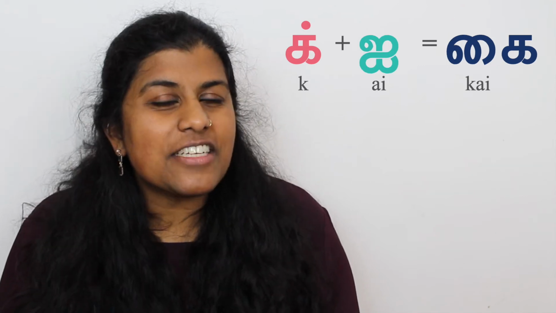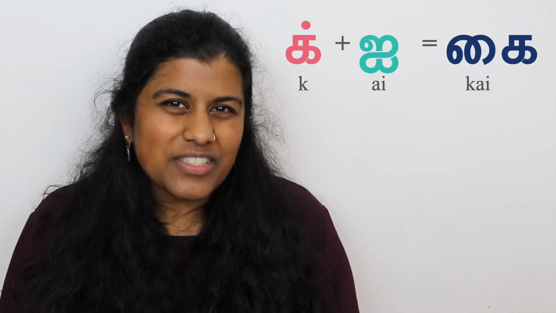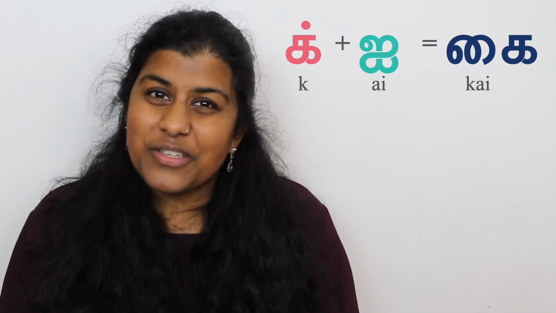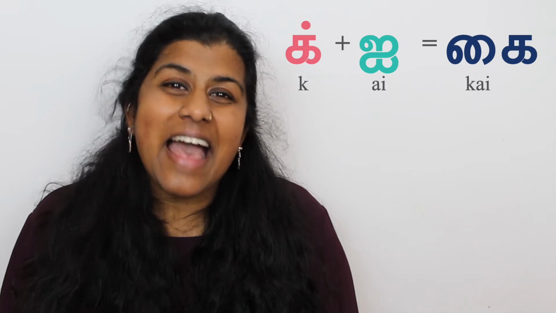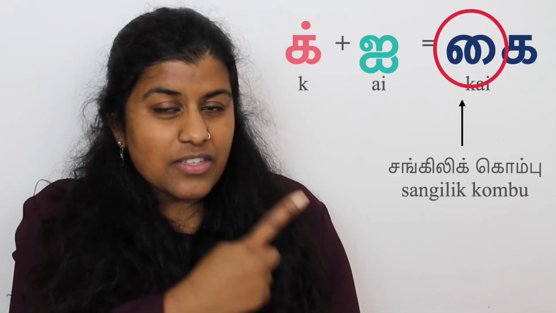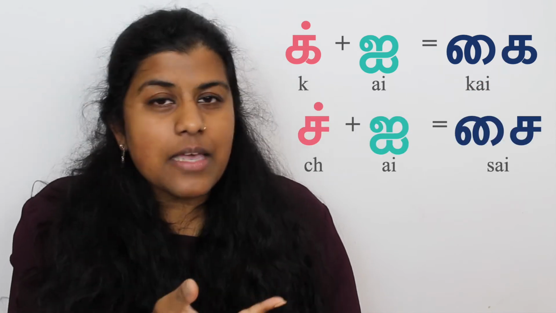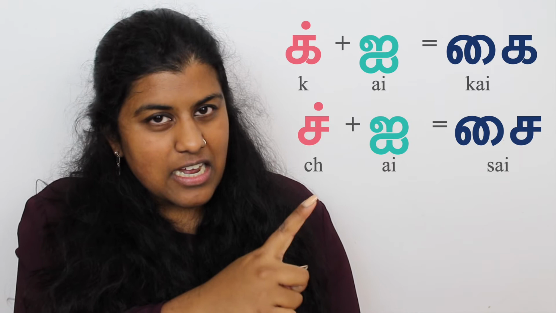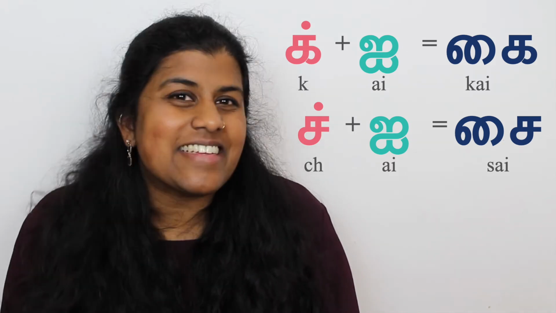Next we've got compound letters of I. Here we're going to combine the consonant ik with I, which gives us kai. Kai is also a one-letter word. Do you know what it is? Kai means hand or arm. For kai, we've got the sangli combo on the left side of the letter. This is called the sangli combo. Same for ich as well. Ich plus I makes sai. So we've got the sangli combo again. It's the same for all the other letters as well.